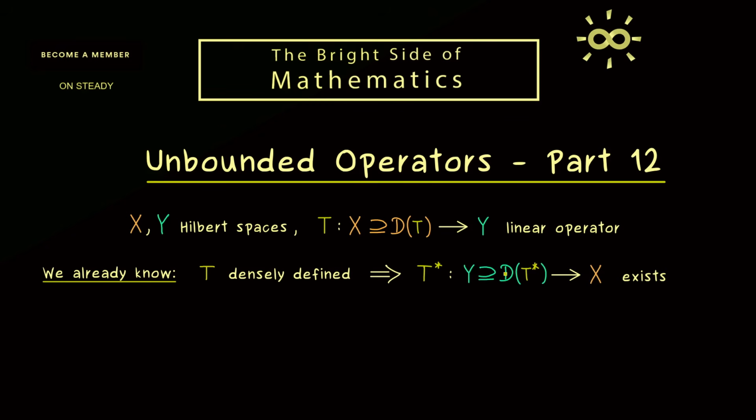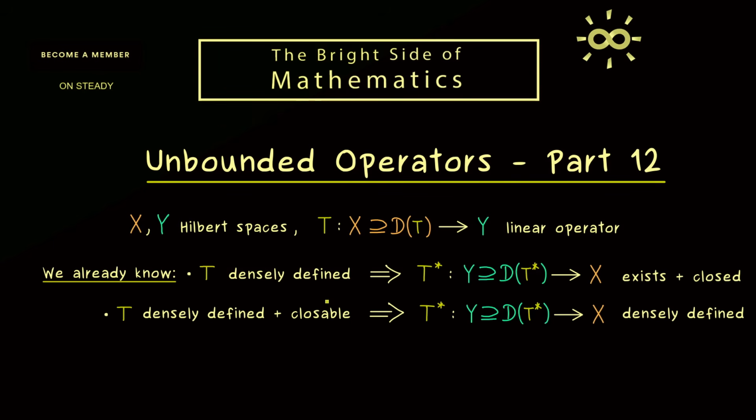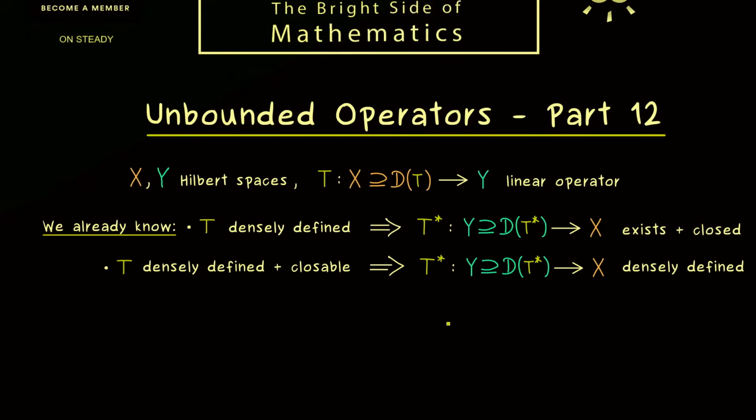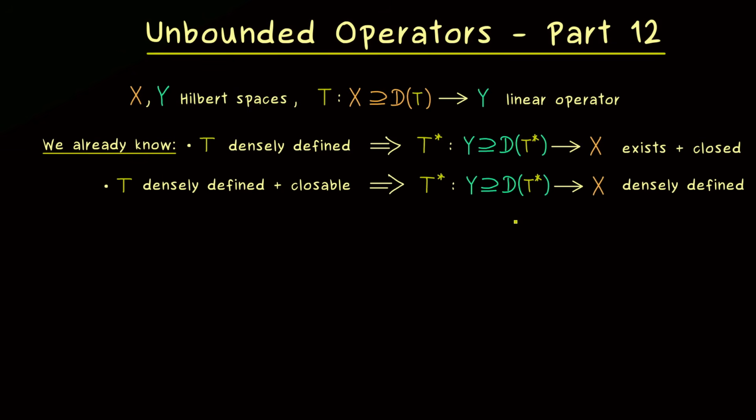And moreover, in the last video we have shown that T star is always a closed operator, which means that the graph of T star is closed, which comes from the fact that the graph is given by an orthogonal complement. However, the downside here is that in general, T star is not densely defined anymore. We can only guarantee that if we assume that our original operator T is a closable one. This is a really nice result because under this assumption we can form the adjoint of T star again. Otherwise it would not be possible because the adjoint only exists if we have a densely defined operator.